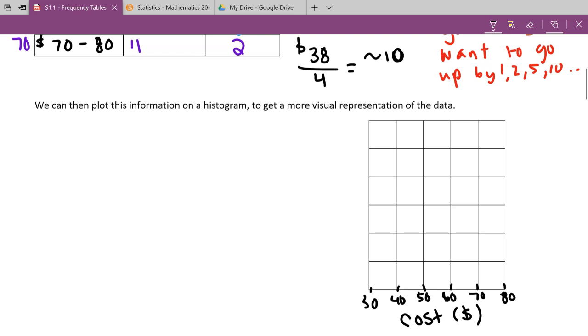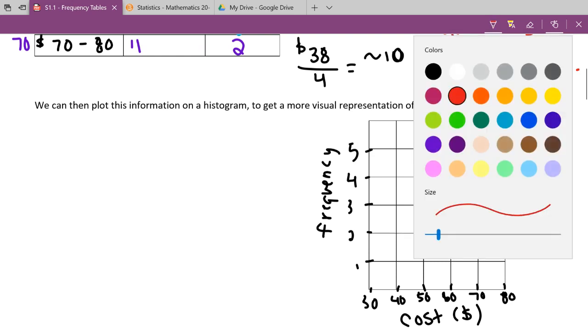So my cost is going to go along the bottom. Again, we're going to go from lowest to highest, and it has to be continuous, and it has to be a constant scale. I don't want to say that I go from 30 to 40, and then 40 to 45, because that's not consistent. Up the side is going to be my frequency. How often shoe prices in each range appear? And I'm just this time going to go up by 1 each time, because we didn't have huge amounts of data.